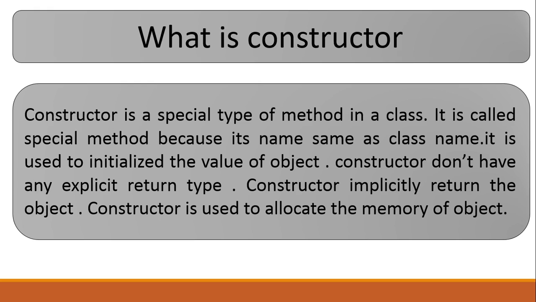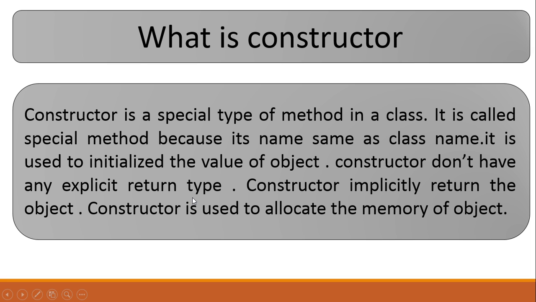Hello friends, in this video tutorial we discuss what is a constructor. A constructor is a special type of method in a class. It is called a special method because its name is the same as the class name, which means it is a rule to use the constructor name same as the class name. You don't write any other name for the constructor. It is used to initialize the value of an object, which means the main functionality of a constructor is to initialize the value of the object.